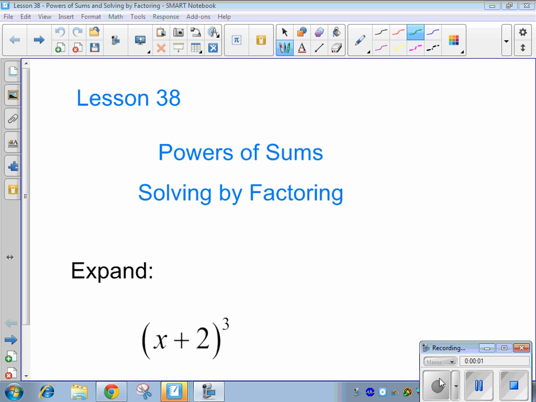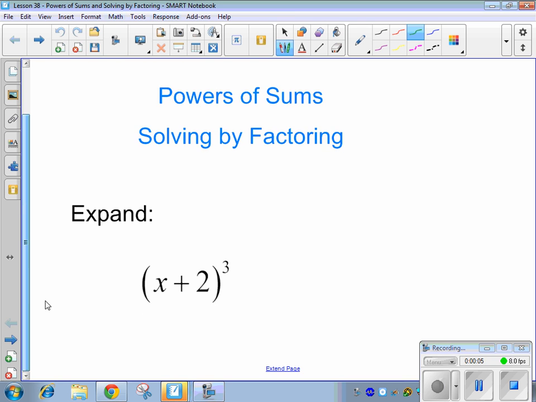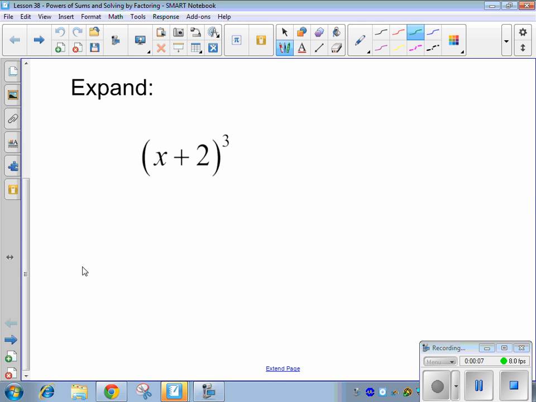We're doing powers of sums and solving by factoring. So first we're going to start with this guy, x plus 2 to the third power.